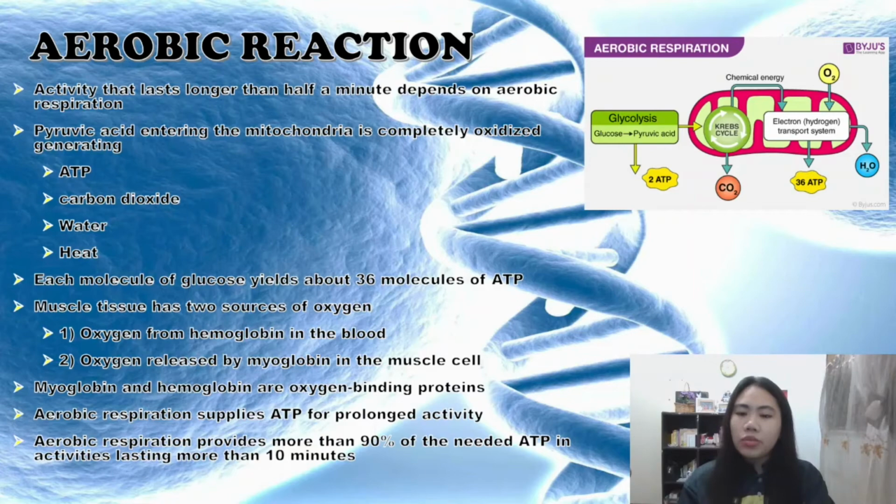Muscle tissue has two sources of oxygen: oxygen from hemoglobin in the blood and oxygen released by myoglobin in the muscle cell. Myoglobin and hemoglobin are oxygen-binding proteins. Aerobic respiration supplies ATP for prolonged activity. It provides more than 90% of needed ATP in activities lasting more than 10 minutes.